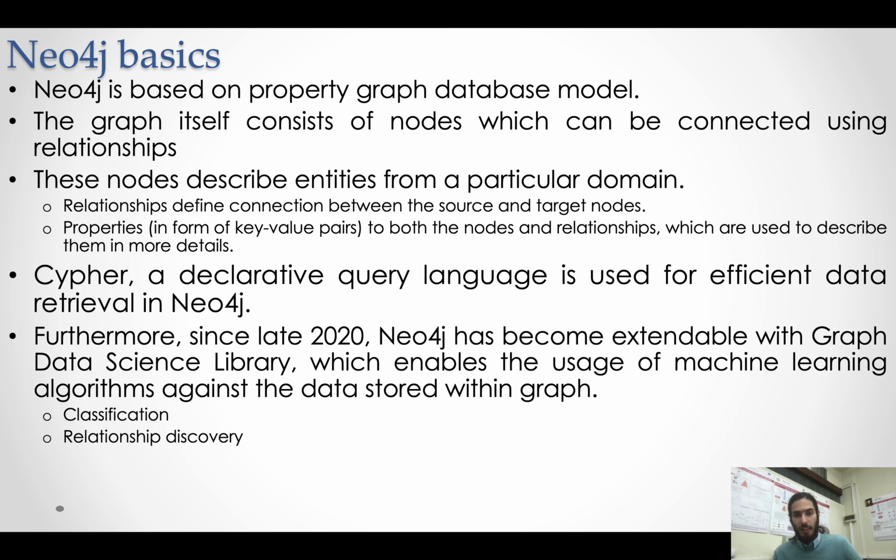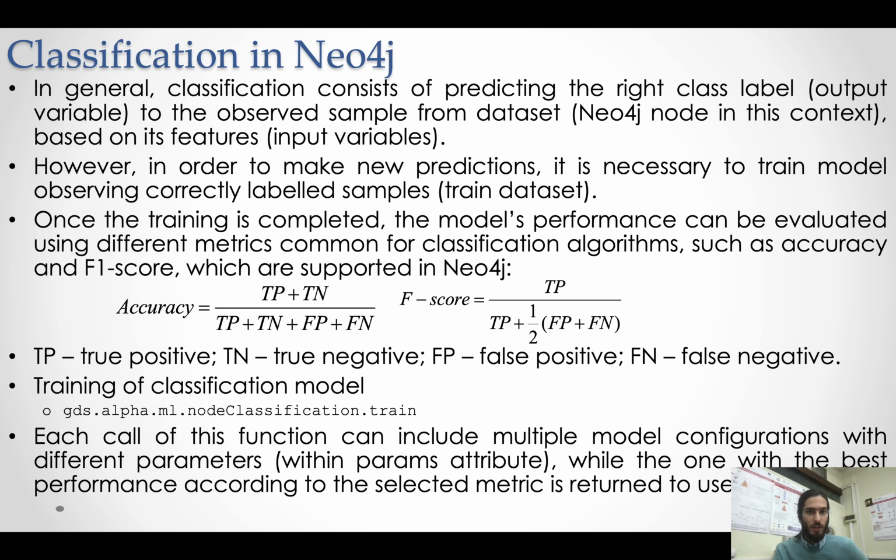Since 2020, Neo4j has become not only a graph database but also a machine learning platform, as it included the graph data science library. However, it covers only two aspects of machine learning, classification and relationship discovery. Despite its limited set of features, in many works it is stated that execution times, when it comes to performance, are quite competitive to other solutions.